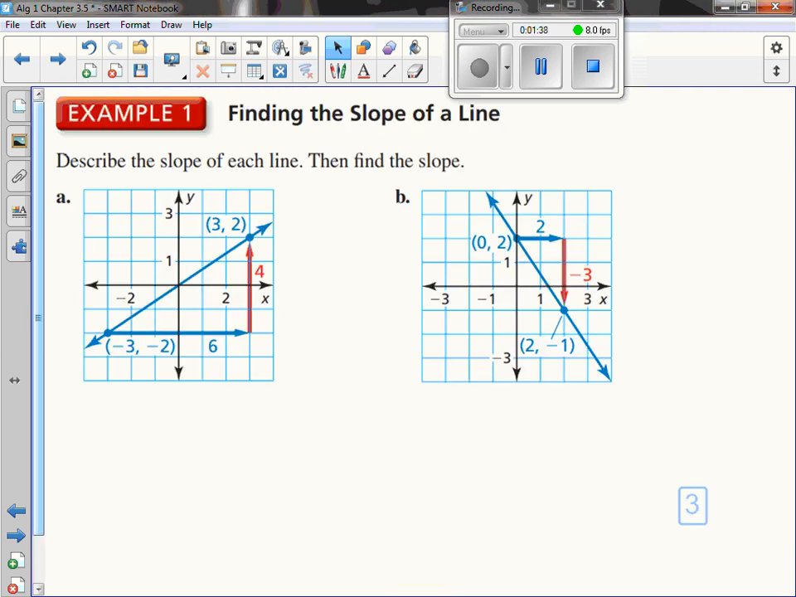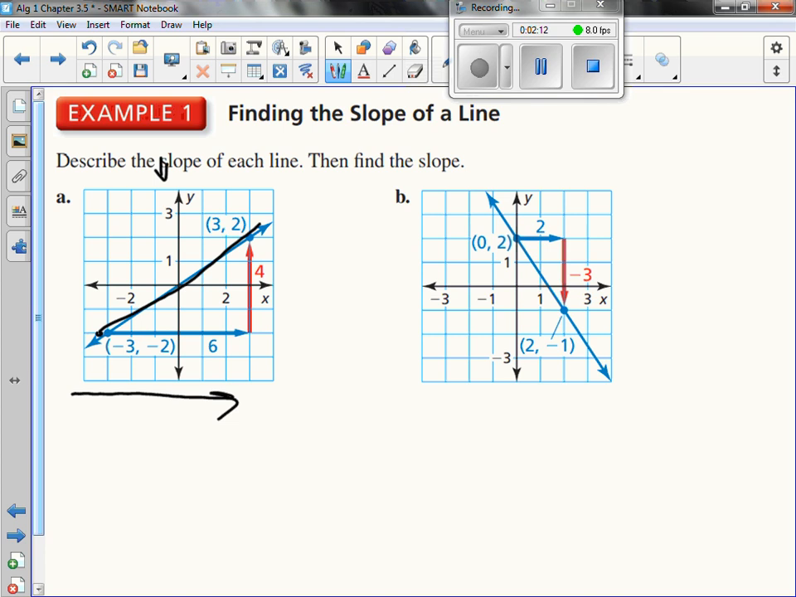And that's really what we're going to be looking at first, looking at rise over run, the change in y over the change in x. Now for these first two here, we want to describe the slope of each line and then find it. So looking at letter A, as we go from left to right, is the line going up or down? So we start at this point here and it's going up. So it's going up as we go from left to right.